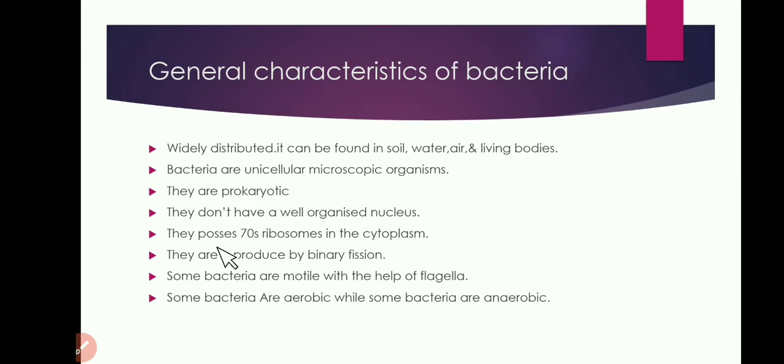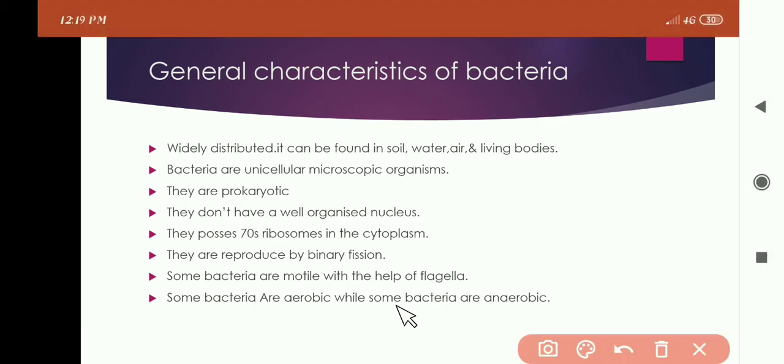Next, they possess 70S ribosomes in the cytoplasm. There are two types of ribosomes, 70S and 80S. The 70S ribosomes are present in bacteria as well as prokaryotes, and 80S ribosomes are present in eukaryotic organisms such as plants. Next, they reproduce by binary fission. We will discuss this point later. Next, some bacteria are motile with the help of flagella. Motile means bacteria can move from one place to another with the help of flagellar organs. This is the flagellar organ of bacteria.